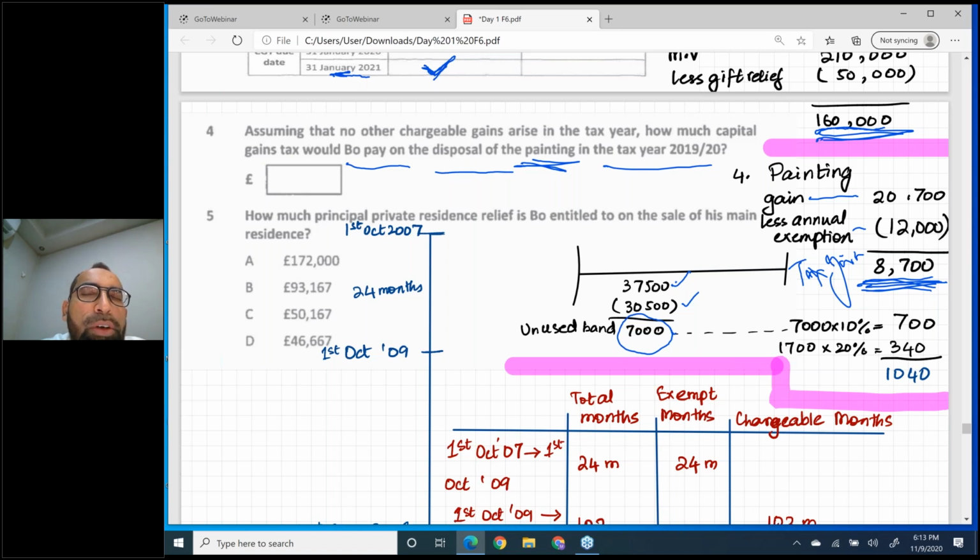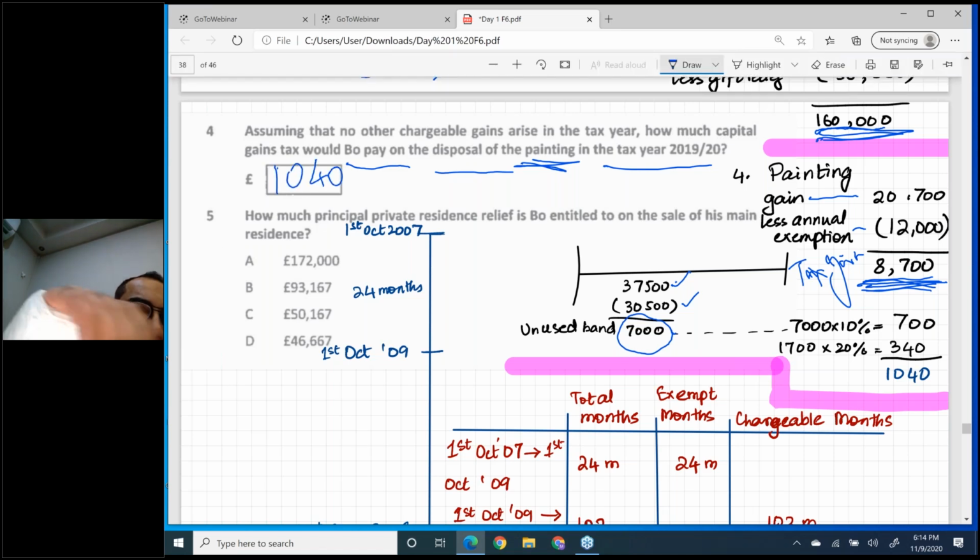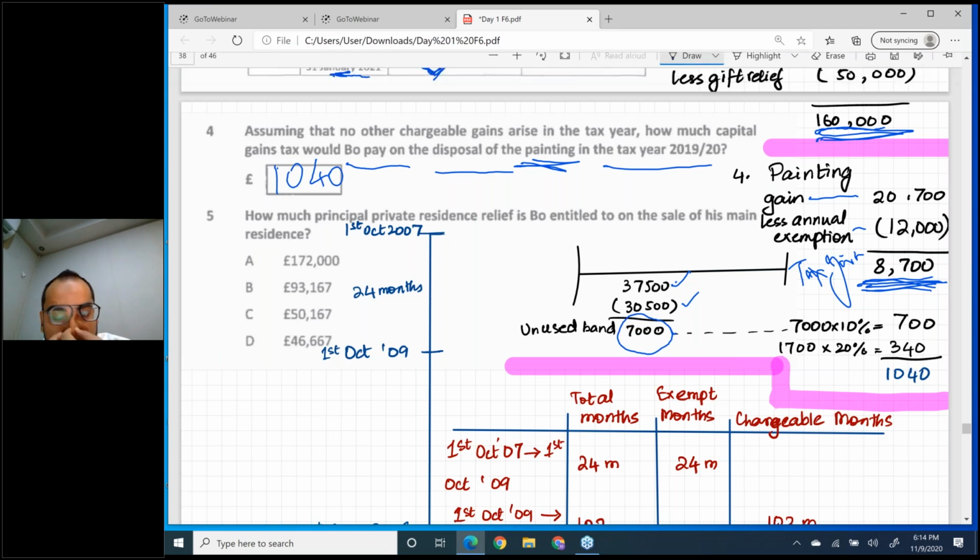Now, what was your total gain? Your total taxable gain was 8,700, and we have just calculated tax on 7,000. So the remaining gain is 1,700, and that definitely falls in the second band, where the normal gain rate is 20%. So it becomes 340. If you add these two, 700 plus 340, this becomes 1,040. So that's your answer.